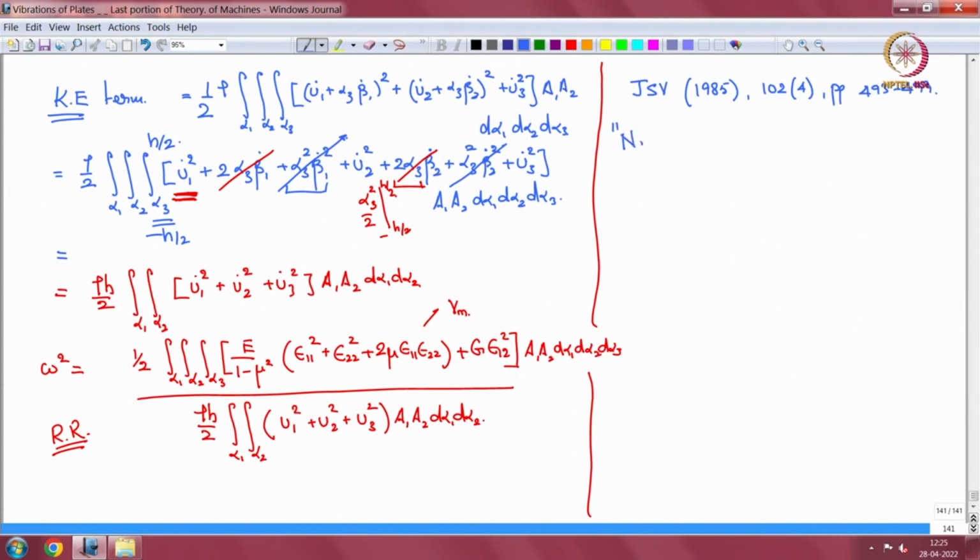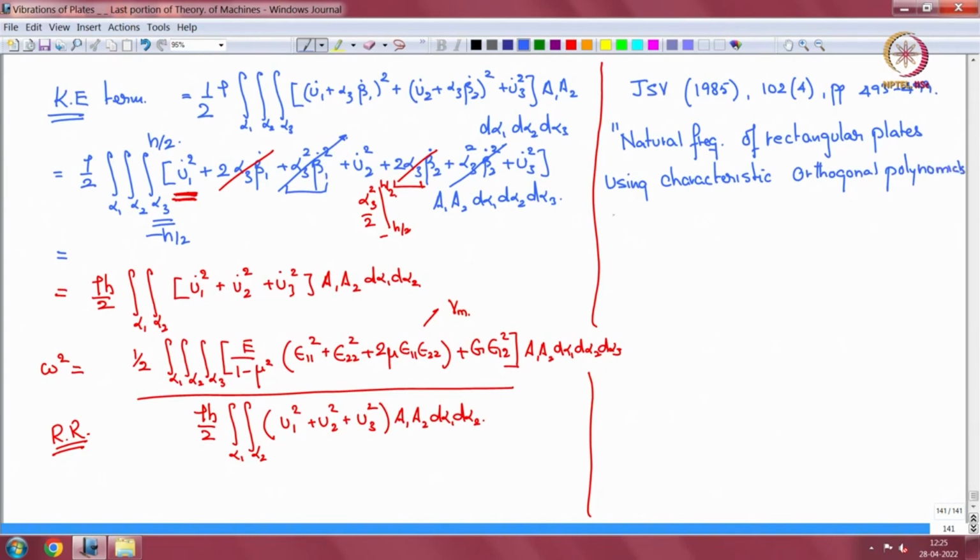The title is Natural Frequencies of Rectangular Plates Using Characteristic Orthogonal Polynomials in Rayleigh-Ritz Method. The author is R. B. Bhat.